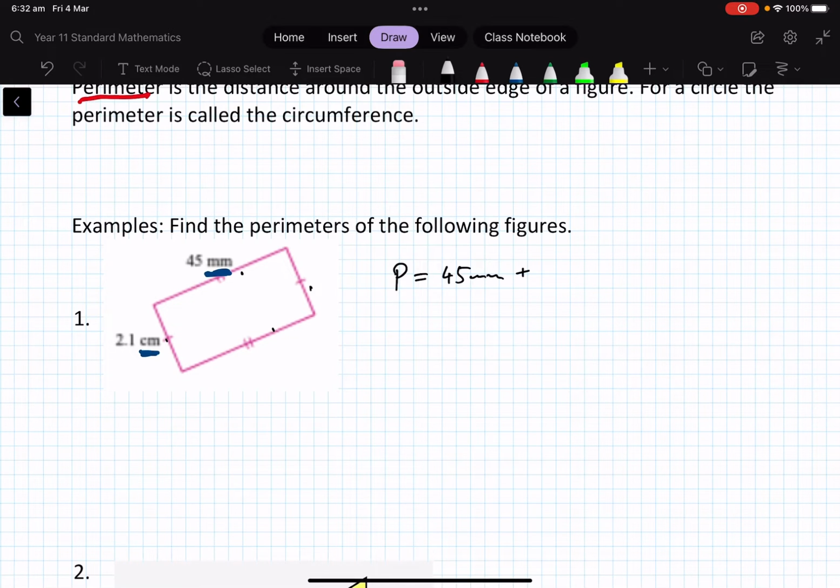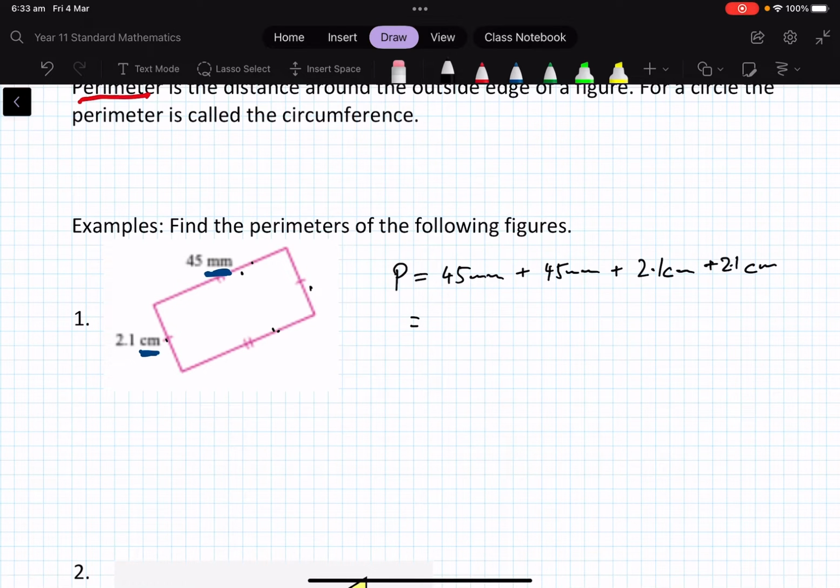45 millimeters plus 45 millimeters because that's the other side. Both of them are there. It's all the way around. Plus 2.1 centimeters plus 2.1 centimeters. But I can't do the actual sum until the units are the same. And so we've got a decision to make, whether we're going to do it in millimeters or centimeters. Let's do it in centimeters.